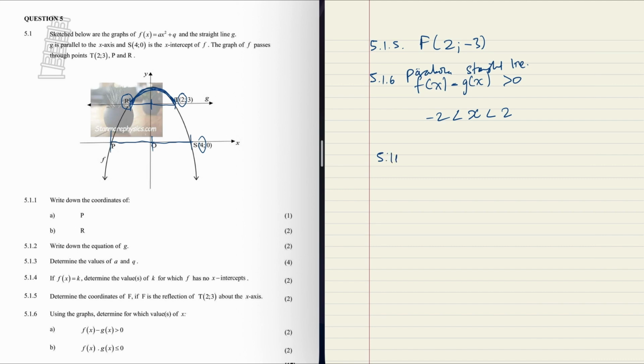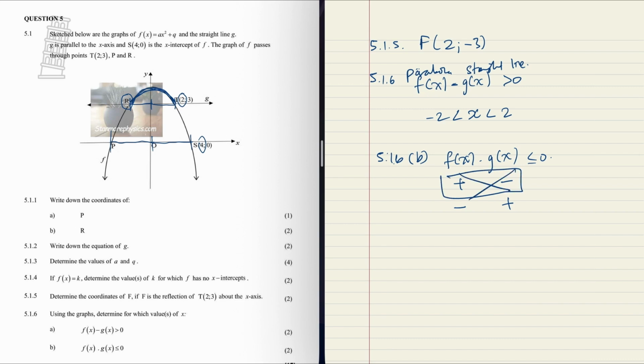Question 5.1.6b. Where is f of x times g of x less than or equal to 0? Because it's a product, we need to look at the different ways that we can get a negative answer. We can get a negative answer if f of x is positive and g of x is negative, or if f of x is negative and g of x is positive. Now because g of x is a horizontal line that's on the positive y-axis, g of x is not going to be negative. So this option is out.